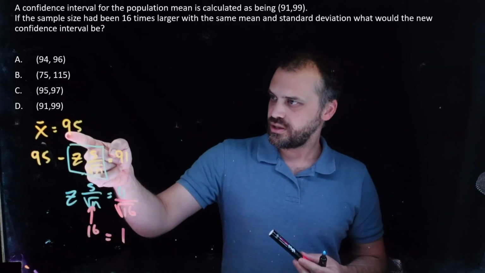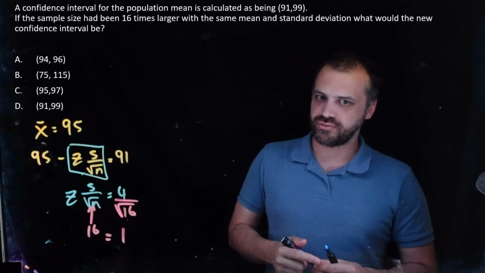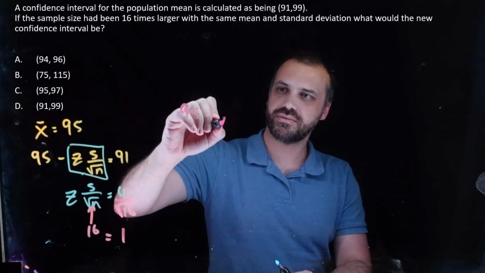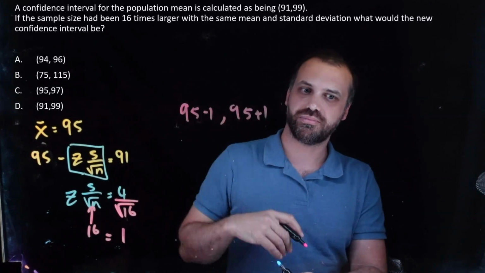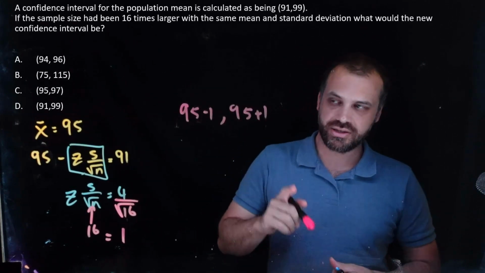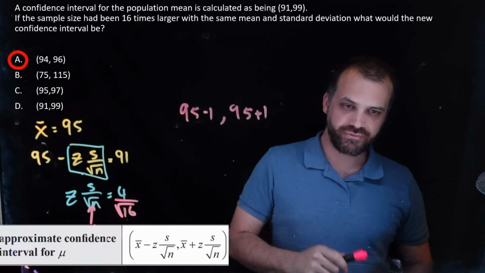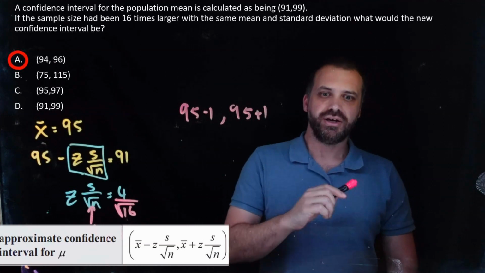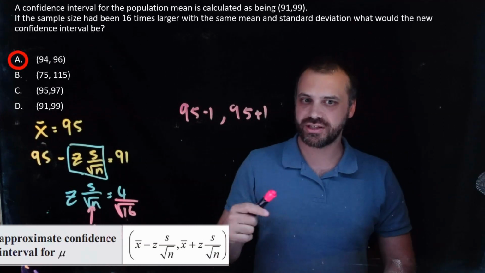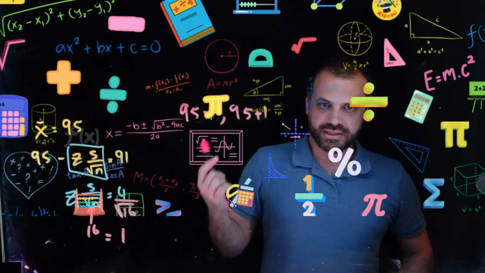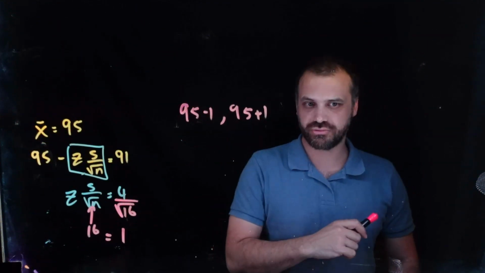So, our mean's still the same, 95. But our margin of error is going to be 1, so 95 minus 1 and 95 plus 1. And I think I can see that value there. It is 94, 96. Cute question because it just feels like there's not enough there, but it's a question that comes up quite a bit, so keep an eye out for it. Celebration and on to the short response.